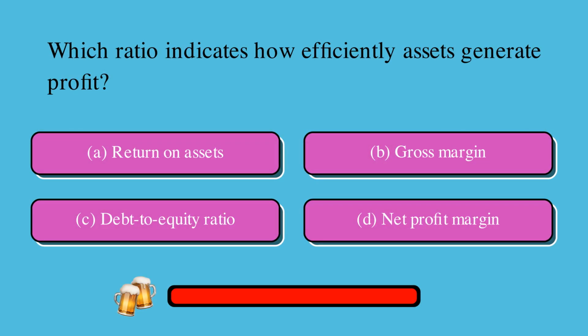Which ratio indicates how efficiently assets generate profit? Is it A, return on assets, B, gross margin, C, debt to equity ratio, or D, net profit margin? The correct answer is A, return on assets.